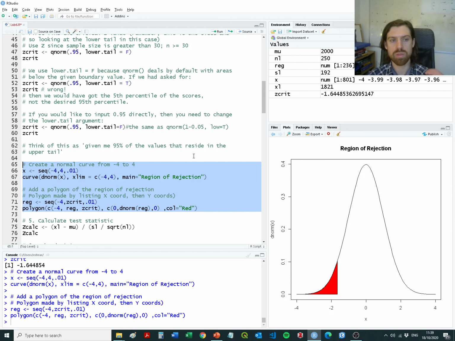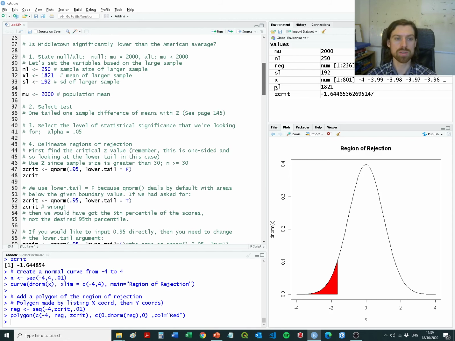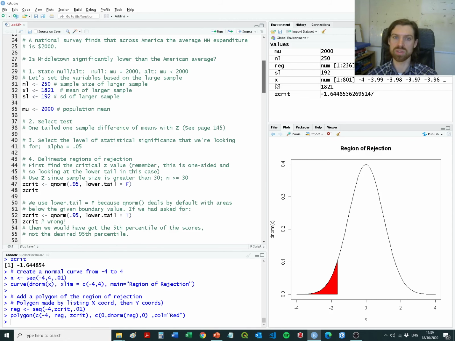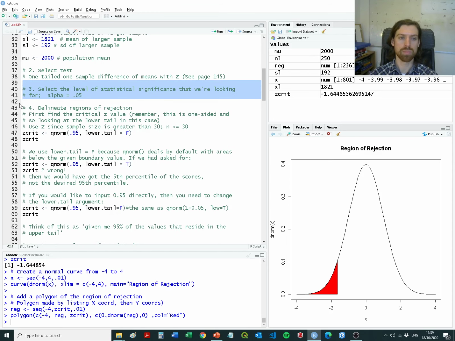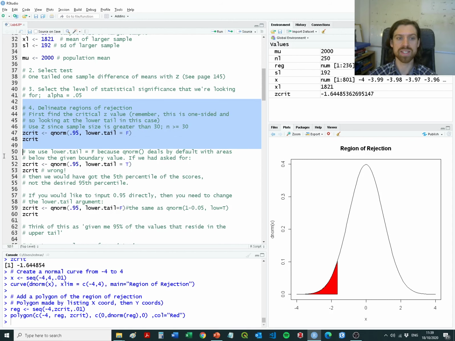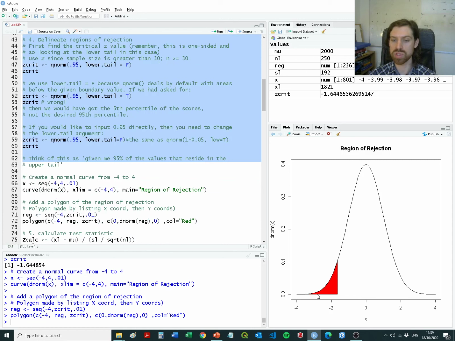So we've been through step 1, which is to state the null and the alternative hypothesis. Step 2, we've identified the test that we need to use based on the type of data that we've got. Step 3, we've set the significance level. Step 4, we then delineated the regions of rejection. So that's what we're doing here. We're identifying that if the mean lands within the red zone, then we would be able, given the confidence level, to reject the null hypothesis.